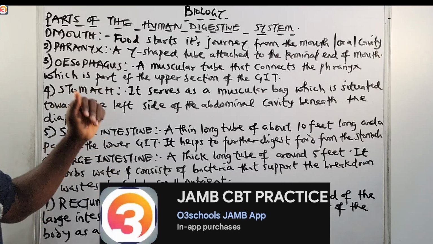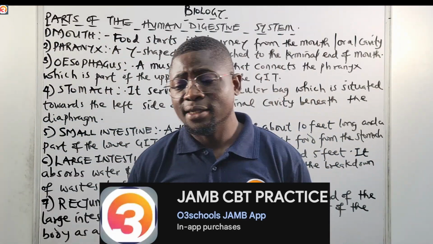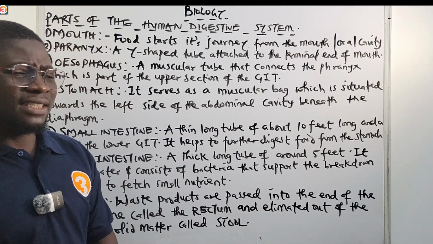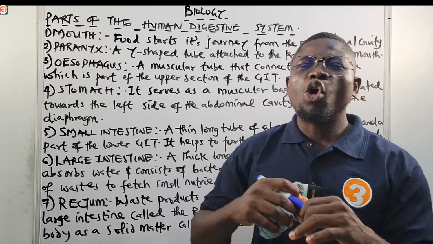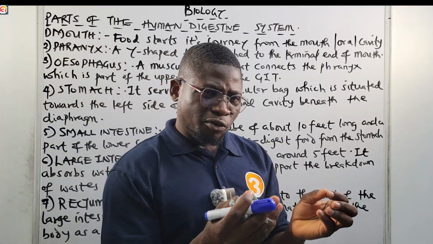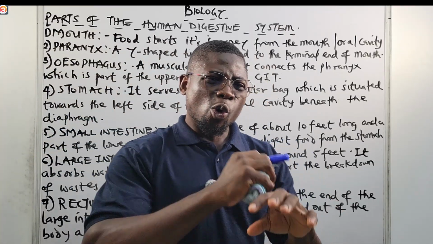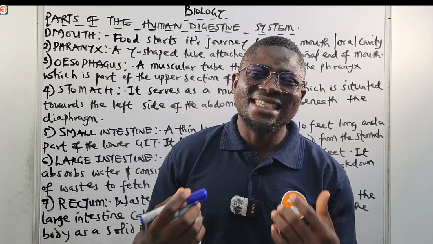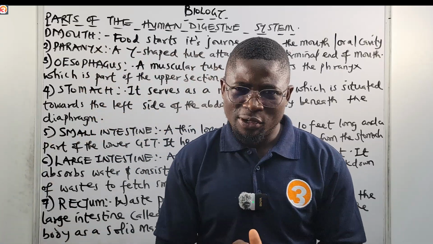So now let us see the parts of the human digestive system. Basically, the digestive system comprises all the organs that work together to convert the food that we eat into energy and some other basic nutrients that are needed to power the body. That is the function of all of these parts that we are going to look at today.